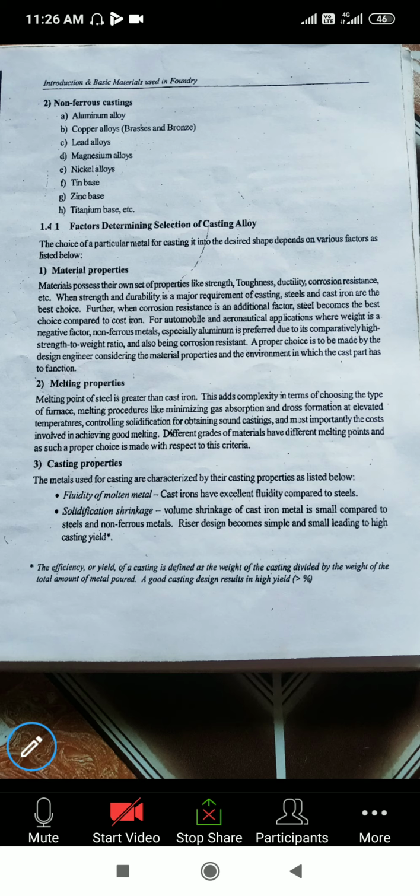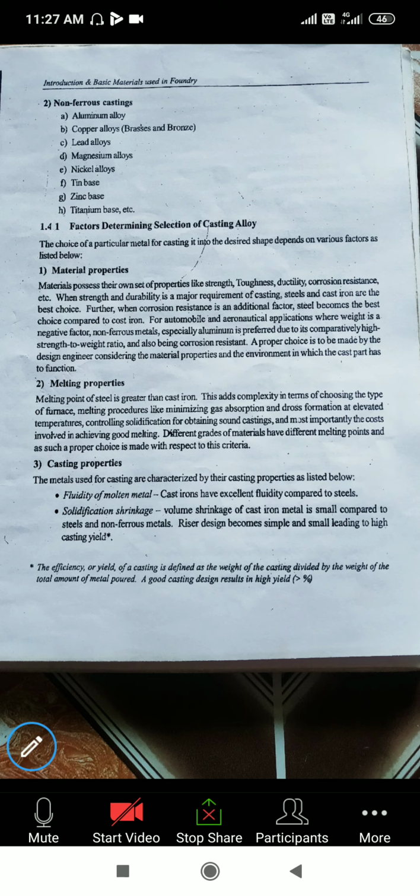Okay, now the melting properties. The melting point of steel is greater than that of cast iron. This adds complexity in choosing the types of furnaces. The melting procedure, minimizing gas absorption and dross formation, evaluating the temperature, and controlling solidification are needed to obtain a sound casting, and most importantly, the cost involved in achieving good melting.